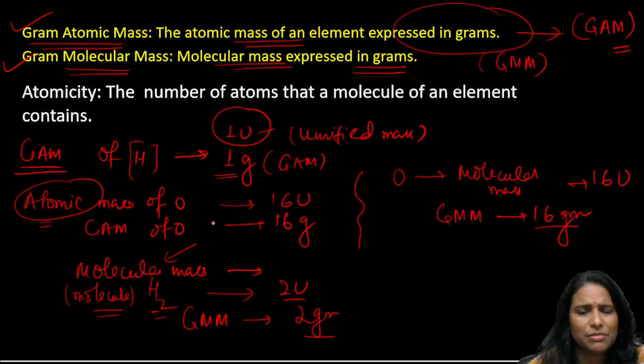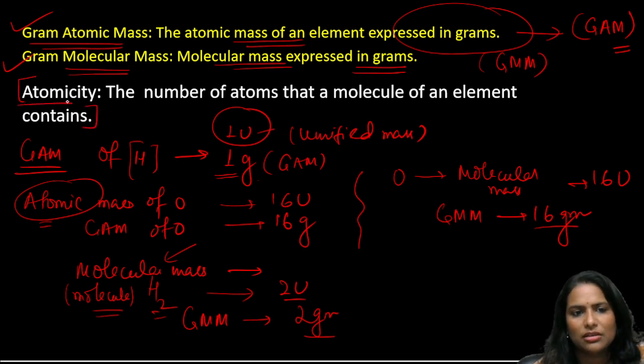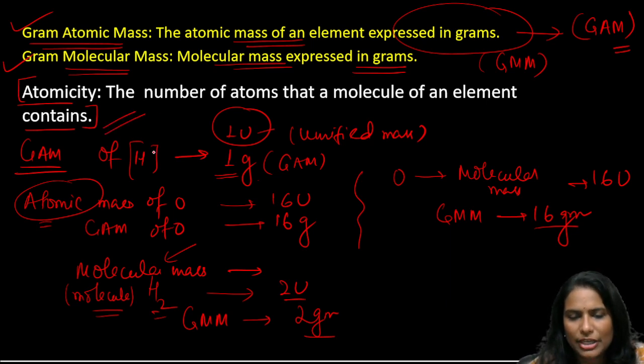So these are some of the basic things you should be very clear about: terms like gram atomic mass, gram molecular mass, then mole, and Avogadro's number. One topic, atomicity, has been left from the atoms and molecules chapter. While making the video it slipped my mind, so I will make a separate video on this atomicity topic.